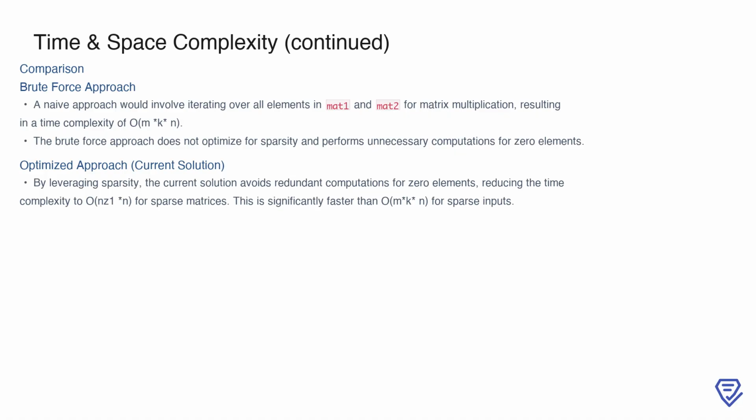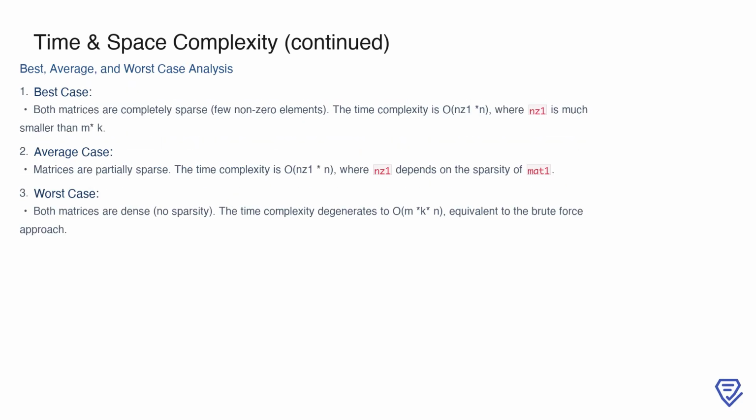Finally, let's break down the best, average, and worst-case scenarios for the algorithm. In the best case, both matrices are completely sparse, meaning they have very few non-zero elements. Here, the time complexity is O(nz1 * n), where nz1 is much smaller than m multiplied by k.